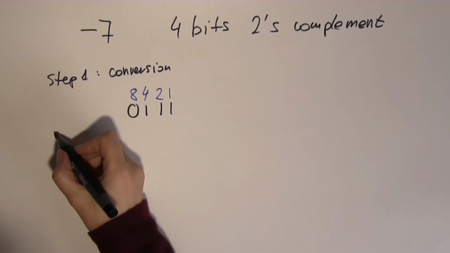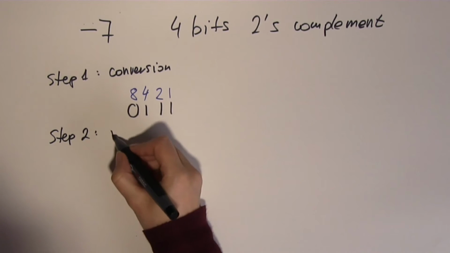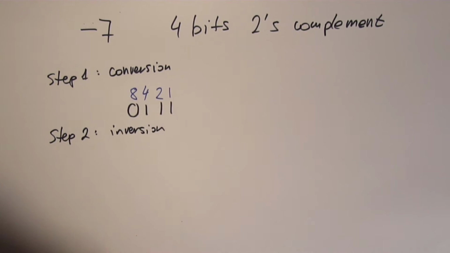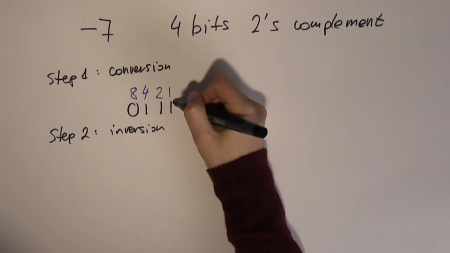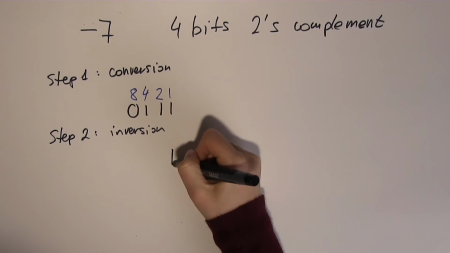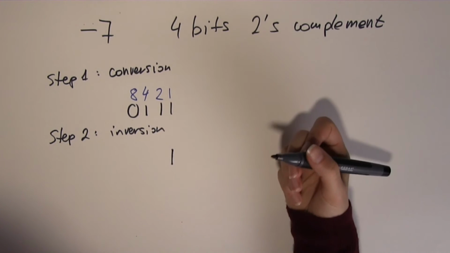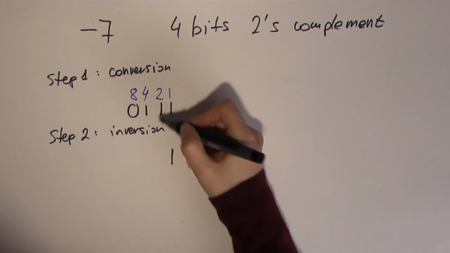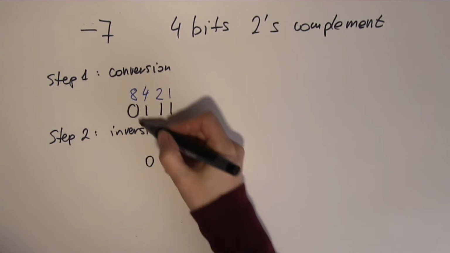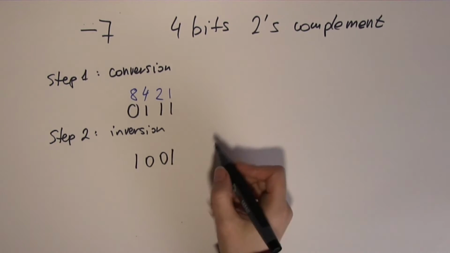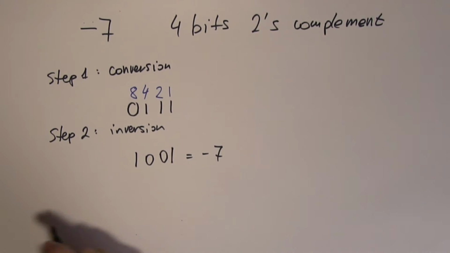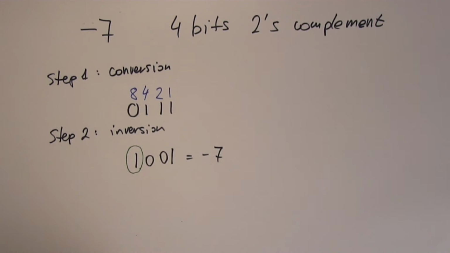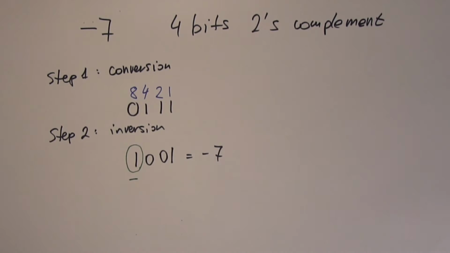So step 2 is inversion. Again, how do I do this inversion? I copy the number until I copied a 1. So I copy the number and the first digit I'm copying is a 1. So I've already copied a 1. What I need to do next is invert all the rest of the digits. So 1 becomes 0, 1 becomes 0, 0 becomes 1. So this is -7 in 4 bits 2's complement. Why do I know that it's minus? Because this digit here, the first digit, tells me that this is a negative number. Well, it tells the computer that it's a negative number.